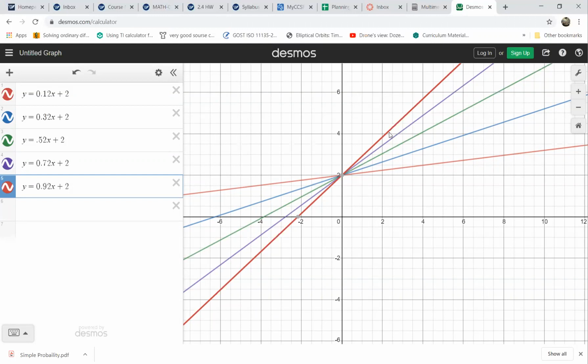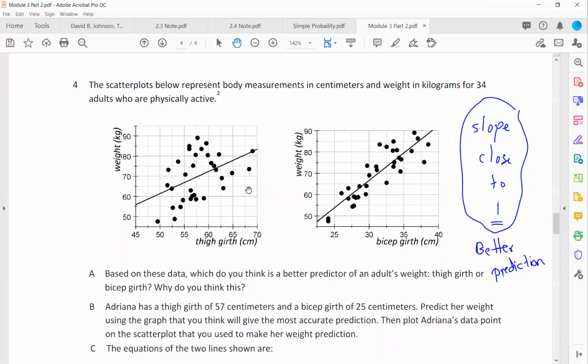And I have a much better correlation, association between x and y. Why is that? Because the slope of the line is getting closer and closer to 1. That's what is happening here. As you can see, the slope of the line is closer to 1. So we say that we have a better association or correlation between bicep girth and weight rather than thigh girth and the weight.